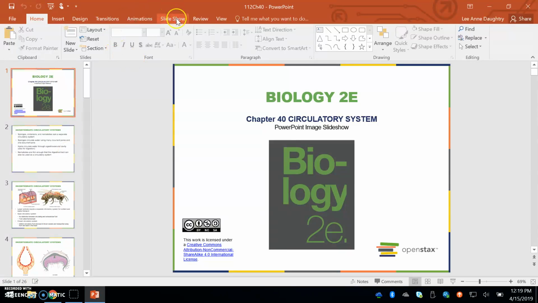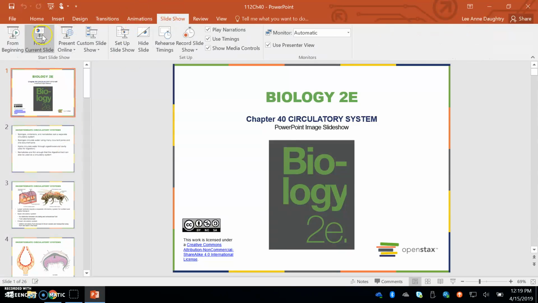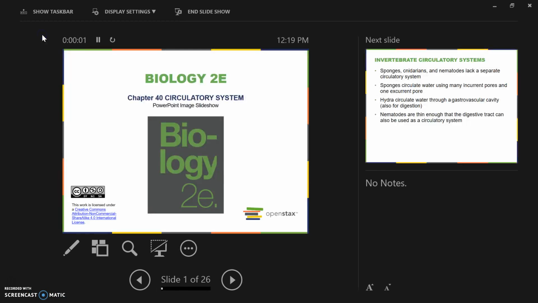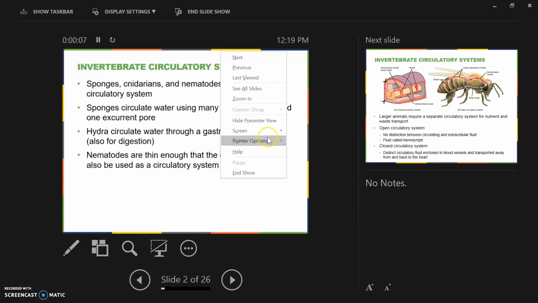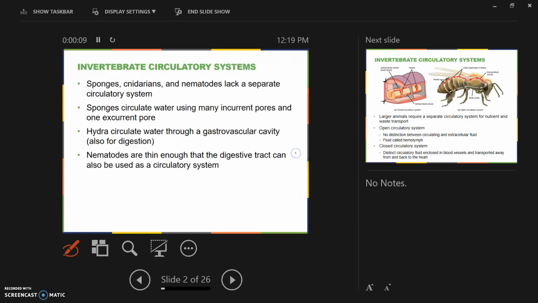These are the lecture notes for Chapter 40 on the circulatory system. So as we have done with the other body systems, we're going to summarize the circulatory systems of other animals before we concentrate on the human circulatory system.